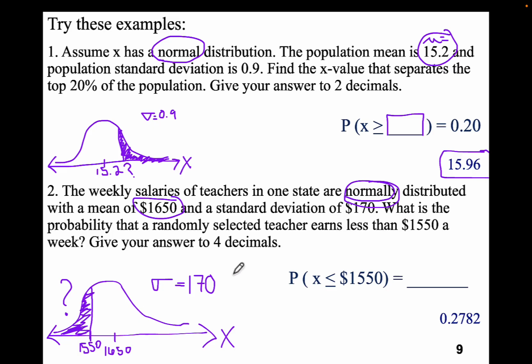Okay, so if you set up your notation in StatCrunch, capital P open parentheses, X is less than or equal to, because see we're shaded smaller, less than 1550. If you left this part blank after the equal sign, then when you hit compute, you should get a graph that looks like this and a result of approximately 0.2782, which means about 28% of teachers make less than $1,550 a week in this particular state.